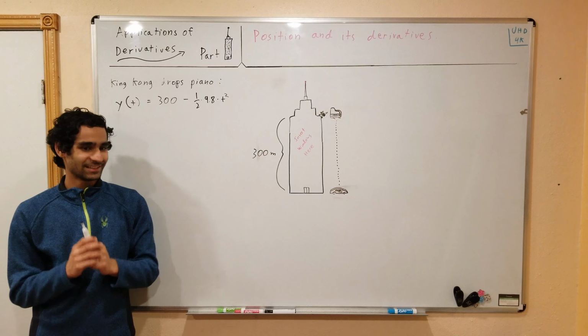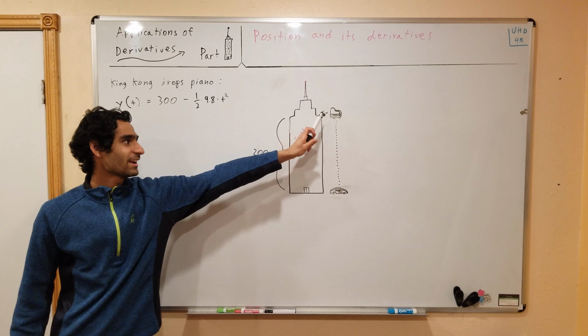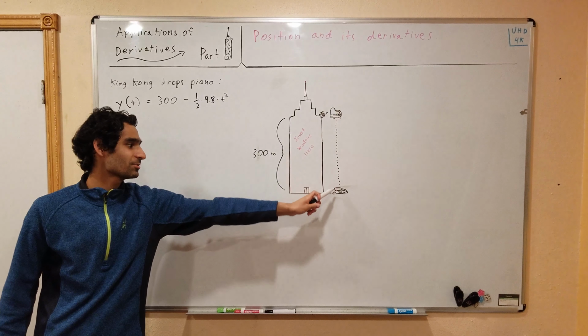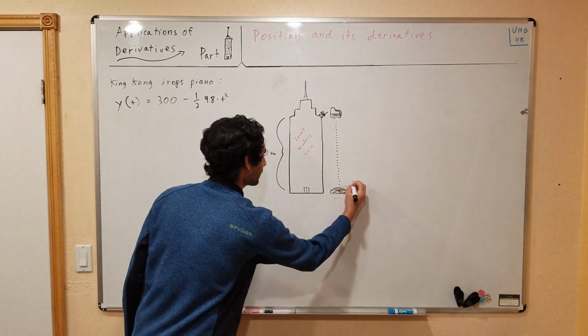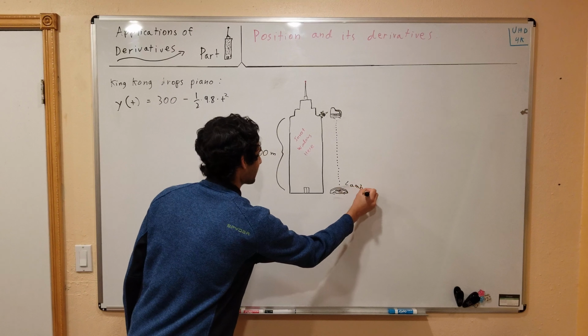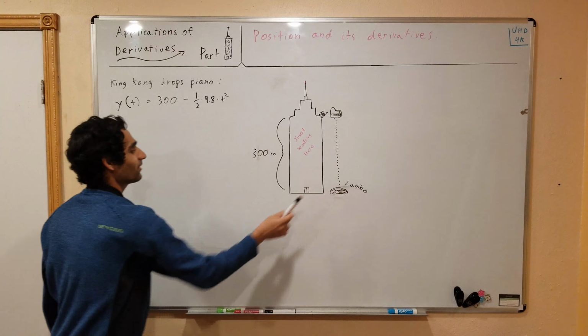Over here I have a pretty bad drawing of the Empire State Building. It's got no windows, but whatever. This ledge over here, this first ledge, is 300 meters off the ground. It's 300 meters off the street below. King Kong is perched atop this ledge and he wants to drop this piano onto a car parked on the street down below. What car is it? Let's just say it's a Lamborghini. So King Kong wants to drop a piano onto the Lamborghini.